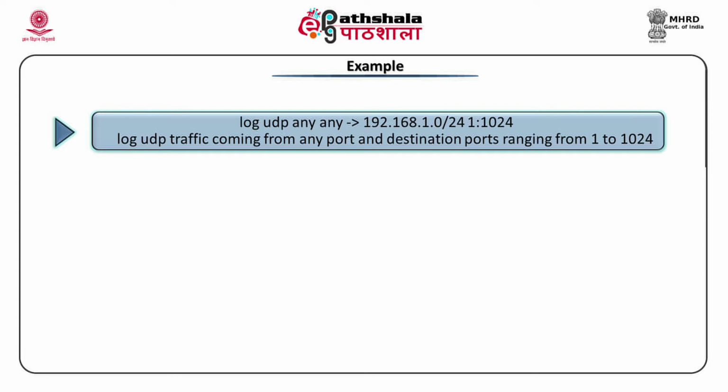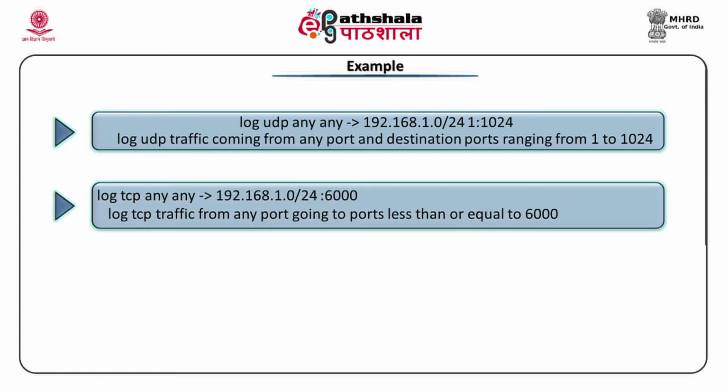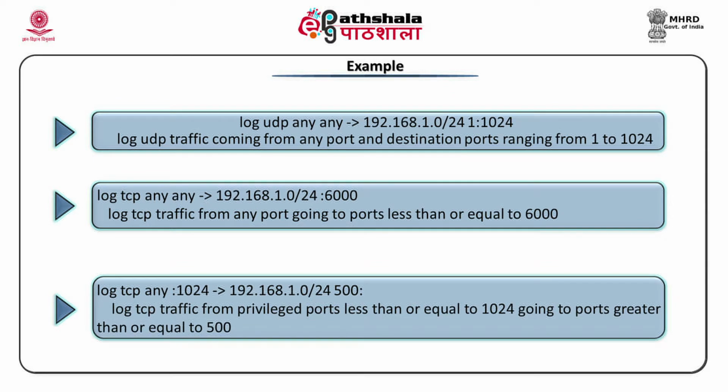Static ports are indicated by a single port number such as 111 for port mapper, 23 for telnet or 80 for HTTP. Port ranges are indicated with the range operator colon. The range operator may be applied in a number of ways. Log UDP any 192.168.1.0/24 1:1024. So, log UDP traffic coming from any port and destination ports ranging from 1 to 1024.